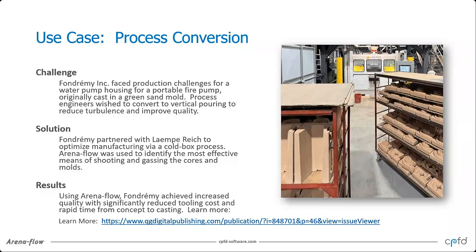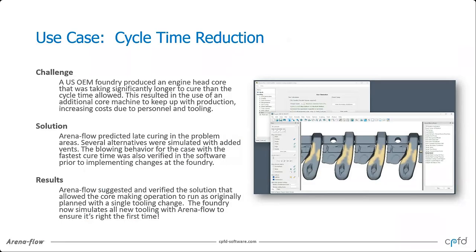So the first case: process conversion, starting up new tooling with a different process, getting castings that are right, getting tooling cores that are right the first time. In this case, the first casting pour resulted in a viable casting. Another use case, this is a cycle time reduction. This was published over a decade ago in Modern Casting as well.